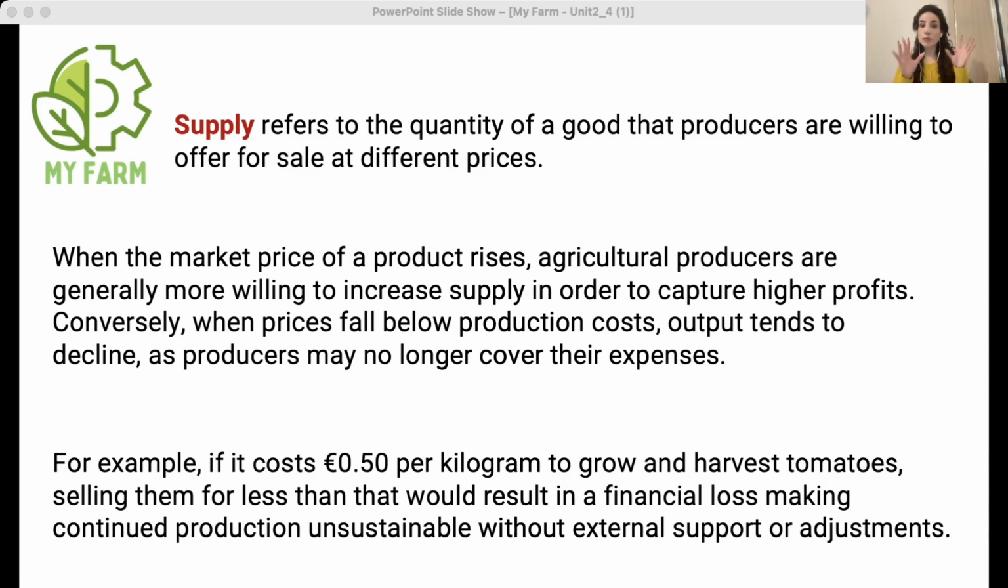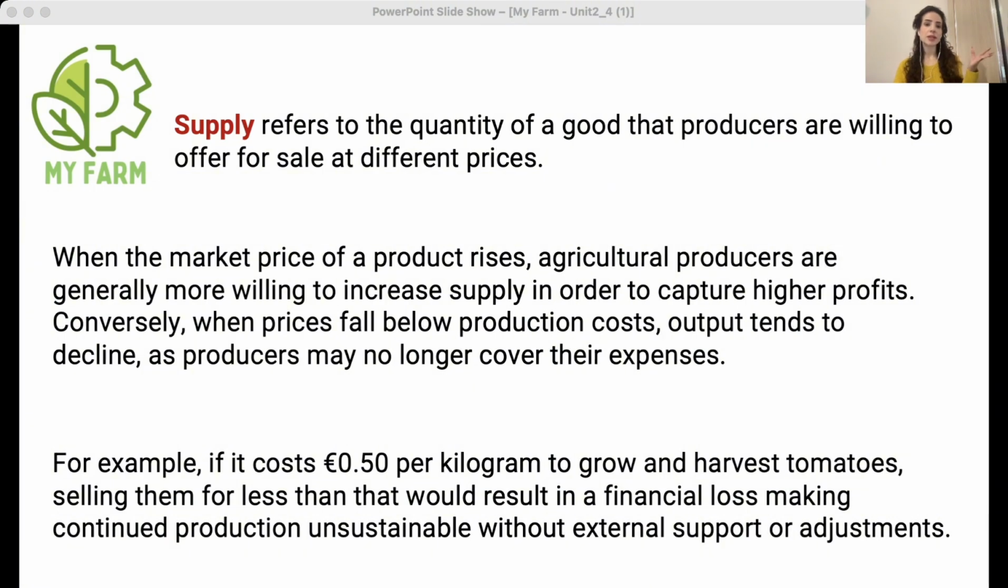Supply refers to the quantity of a good that producers are willing to offer for sale at different prices. It's important to understand that supply is not simply about physical capacity. A farmer may be capable of producing more, but choose not to if market conditions make production unprofitable. In this way, supply reflects economic judgment, not just technical ability.